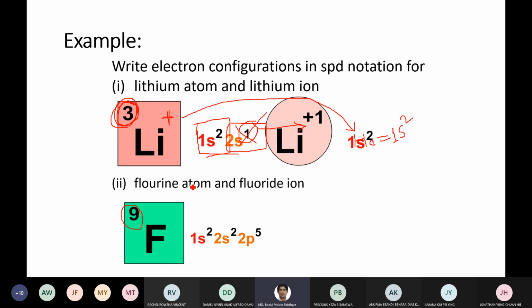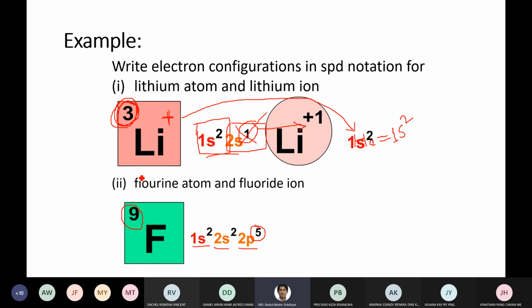And here is the electronic configuration for fluorine. In 1s there are 2 electrons, in 2s there are 2. We have a total of 9 electrons, so the balance is 5. So 2p has 5 electrons. 5 plus 2 plus 2 is 9. So this is the electronic configuration for fluorine.